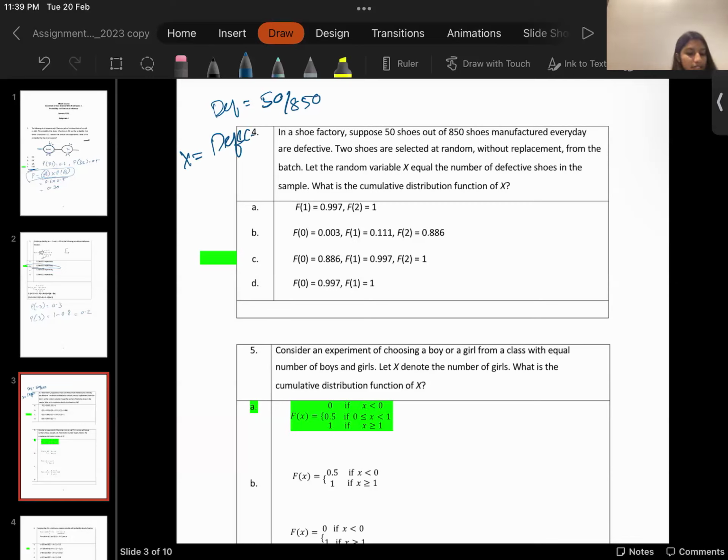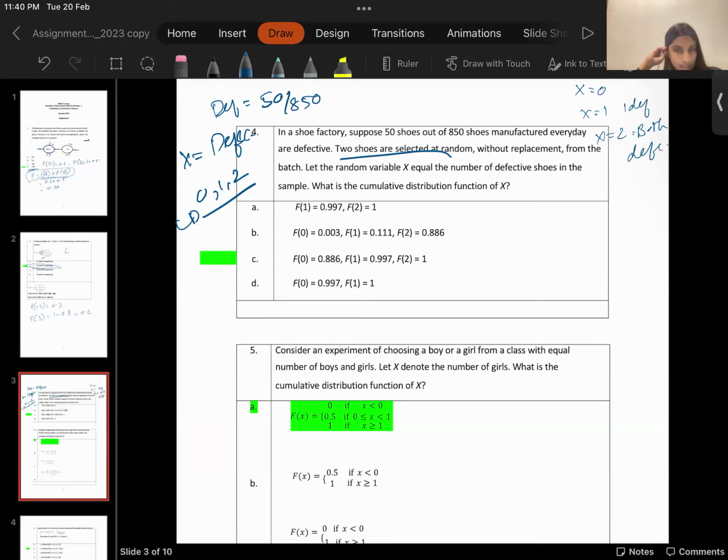So you define the cumulative distribution function for 0, 1, and 2 because you just pick two shoes at random. And when you pick two shoes at random, the number of defective shoes can be either 0, or one shoe can be defective, or two shoes can be defective. So you need to define your CDF at 0, 1, and 2. So let X equal to 0 be 0 defective shoes, X equal to 1 be 1 defective shoe, X equal to 2 both shoes defective.